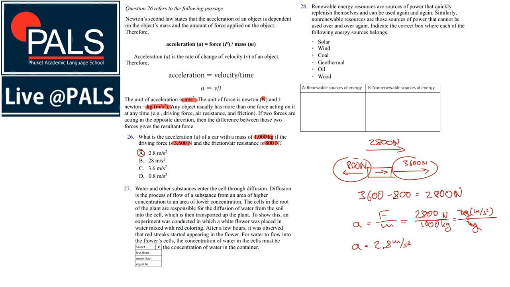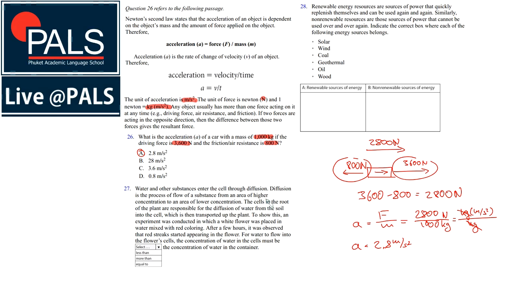Water and other substances enter the cell through diffusion. Diffusion is the process of flow of a substance from an area of higher concentration to an area of lower concentration. The cells in the root of the plant are responsible for the diffusion of water from the soil into the cell, which is then transported up the plant. To show this, an experiment was conducted in which a white flower was placed in water mixed with red coloring. After a few hours, it was observed that red streaks started appearing in the flower.